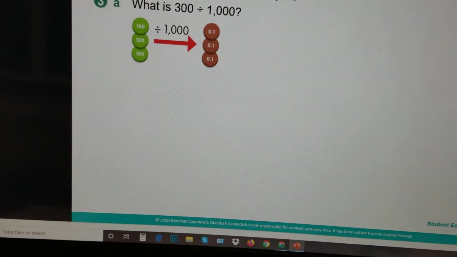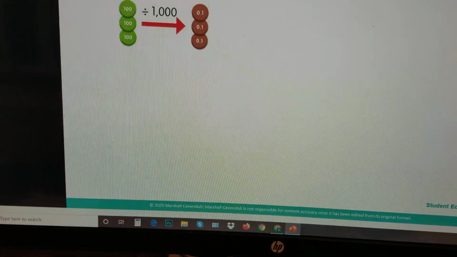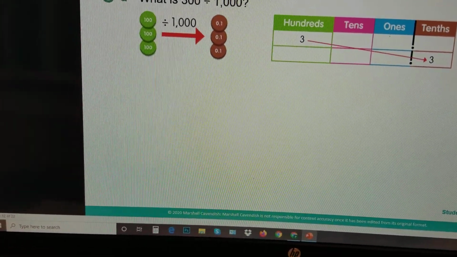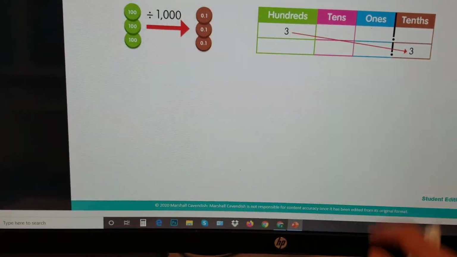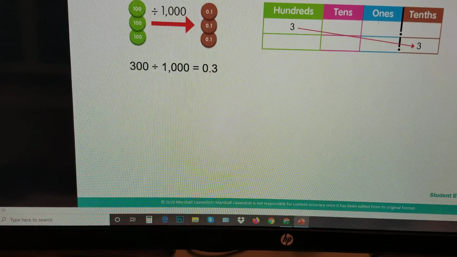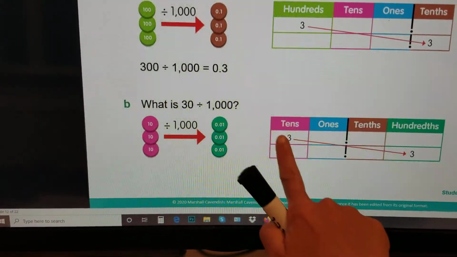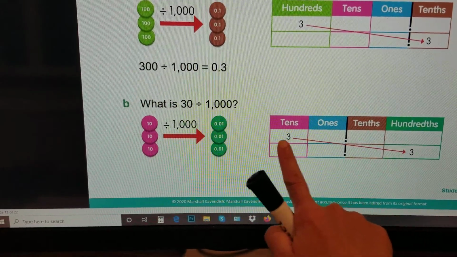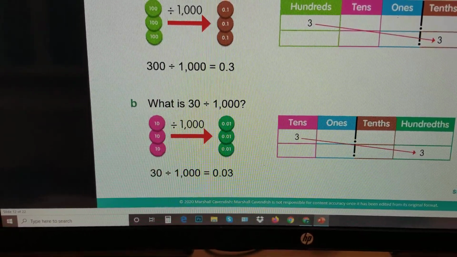Okay, so now it's divided by 1,000, which is divided by 10, divided by 10, divided by 10. So 3 becomes divided by 10, divided by 10, divided by 10. It was 300 divided by 1,000. It was 3/10. Okay, so it continues, 30. You move it over 3 decimal places, 1, 2, 3. 0.03.